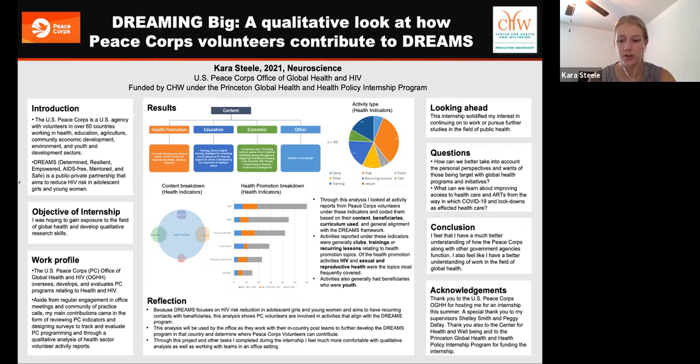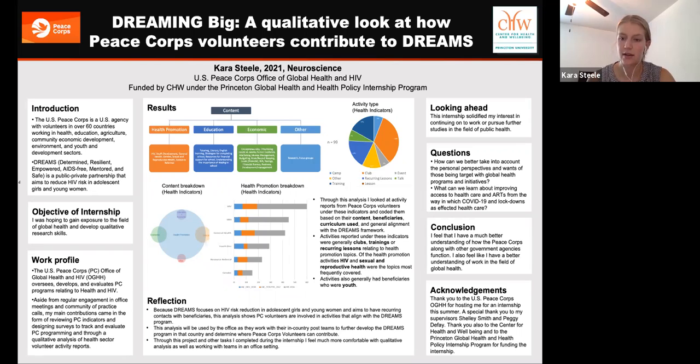Because the DREAMS program focuses on HIV risk reduction in adolescent girls and young women and aims to have recurring contacts with beneficiaries, this analysis shows that Peace Corps volunteers are involved in activities that align very well with the DREAMS program framework. This analysis will be used by the Office of Global Health and HIV as they continue to work with the in-country post teams in developing the DREAMS program in countries and outlining the role that Peace Corps volunteers can have in improving DREAMS programming within these countries.